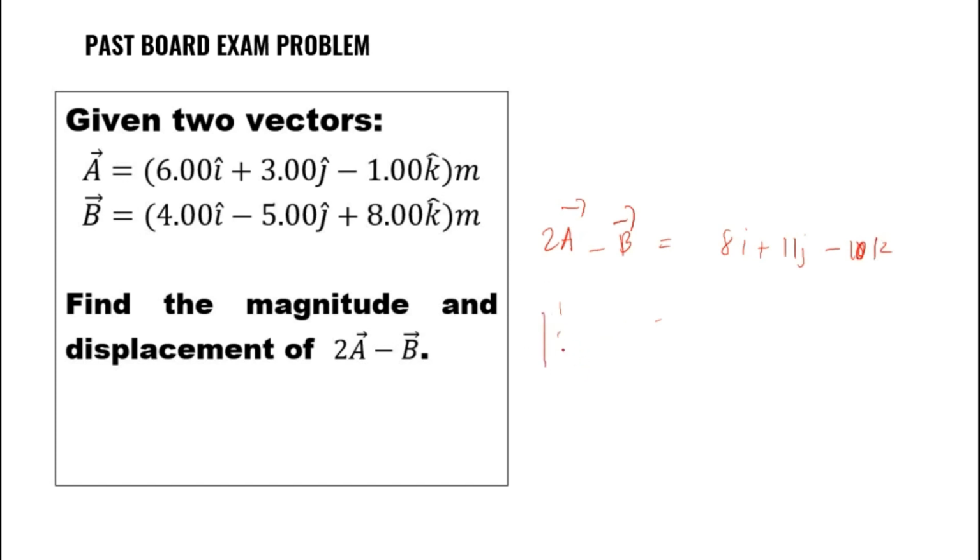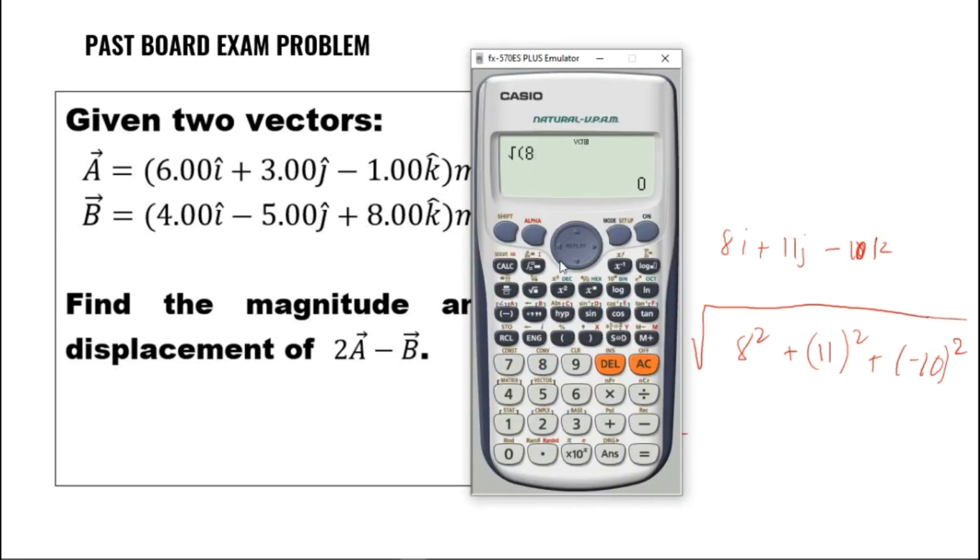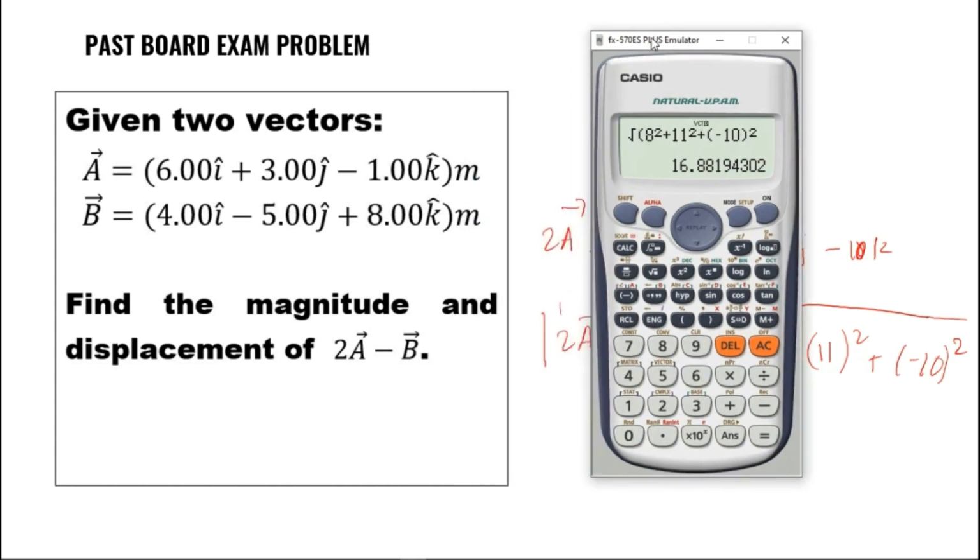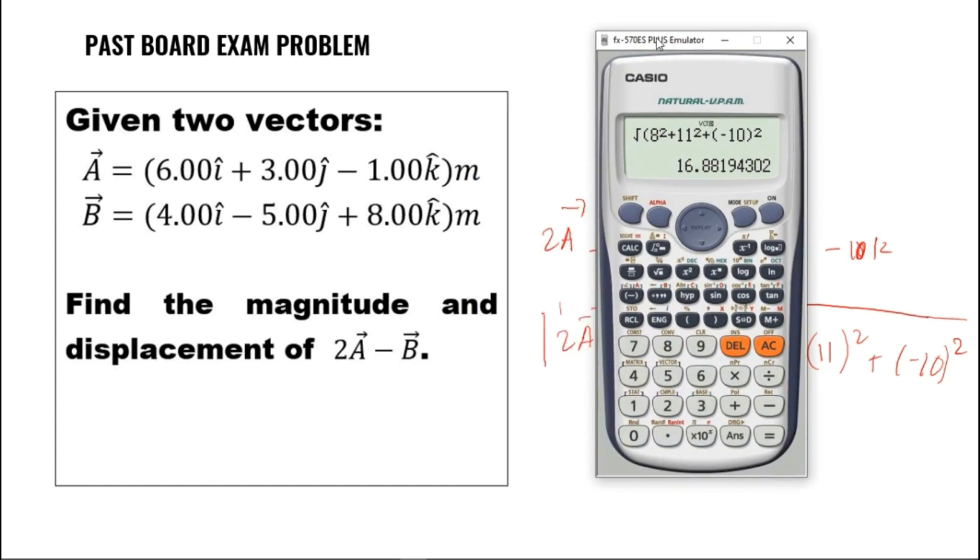Now, for the magnitude, we can use our Pythagorean theorem. So the magnitude of this vector, so 2 vector A minus vector B is equal to square root of 8 squared plus 11 squared plus negative 10 squared. Then you just input here sa calculator. You have here the square root of 8 squared plus 11 squared, plus negative 10 squared. So the magnitude is 16.88. So yung answer natin, guys, 16.88 is the magnitude of 2 vector A minus vector B. So let's proceed to our next problem.